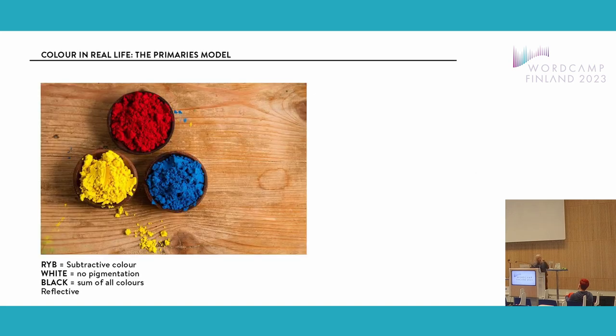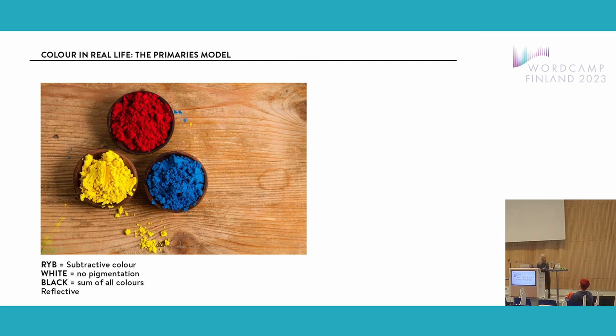In real life, we use a so-called primaries model, and the difference is that color is bounced off a surface and is changed. It's a combination of reflection, absorption, and scattering of the light that hits the color. And the important thing to remember is that it's not transparent, it's reflective. So here's an example of the model.